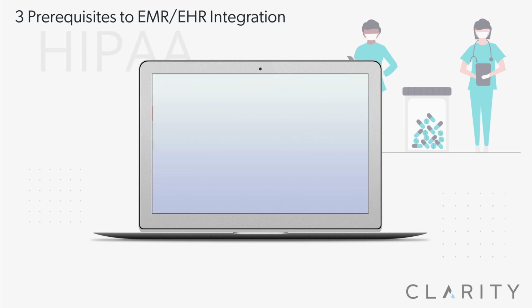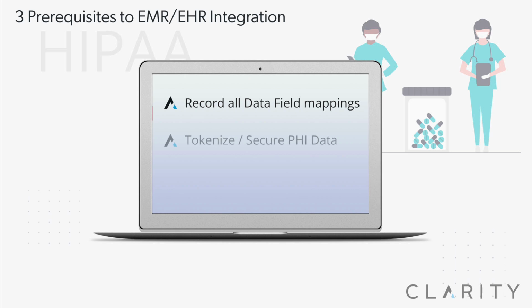So to summarize, number 1, document all fields that need to be mapped and accessed for your integration. Number 2, tokenize all PHI data being accessed or have your portal fully built HIPAA compliant. Number 3, set up a proper audit trail with encrypted logs and user level tracking depending on the site's functionality.